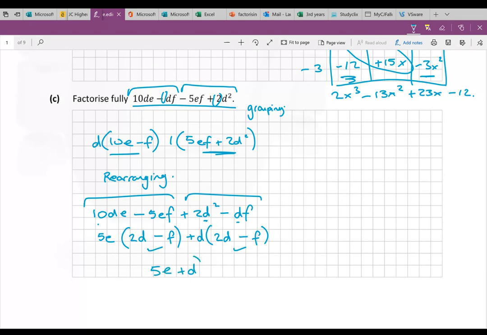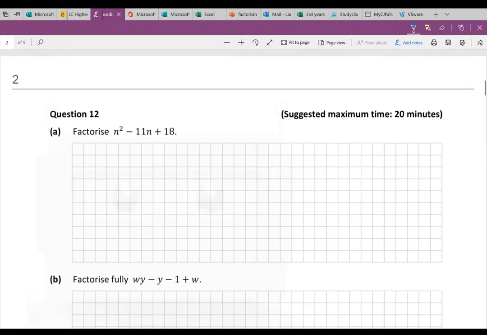5e plus d, 2d minus f. The order of these two brackets doesn't actually matter. I could have 2d minus f and 5e plus d just as likely. Right, the next one is factorise n squared minus 11n plus 18.